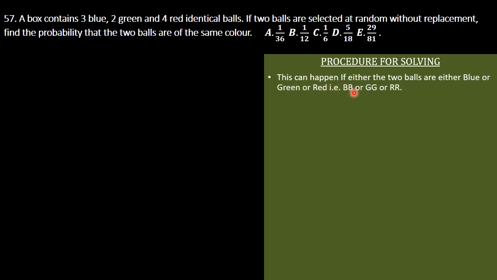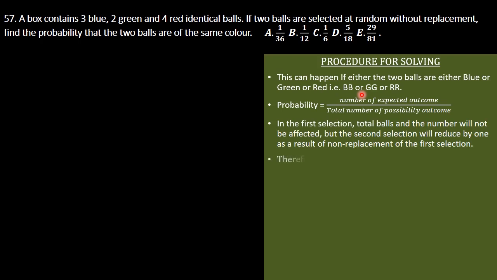Probability is equal to number of expected outcomes over total number of possible outcomes. In the first selection, the total number of balls will not be affected, but in the second selection it will reduce by 1 as a result of non-replacement of the first selection. Therefore, probability of 2 balls of the same color is equal to probability of blue multiplied by blue, that is the one that has reduced by 1, plus probability of green multiplied by green with non-replacement, plus probability of red multiplied by red with non-replacement.